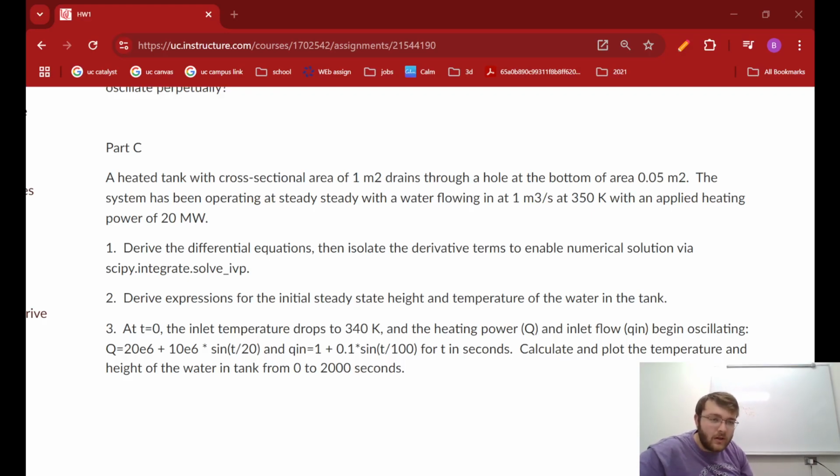Today we'll be working on Part C of Homework 1 for controls, which has a heated tank with a cross-sectional area of 1 meter squared that's drained through a hole at the bottom of area 0.05 meters squared. So with that, we can look at a tank with a flow coming in and a flow coming out.